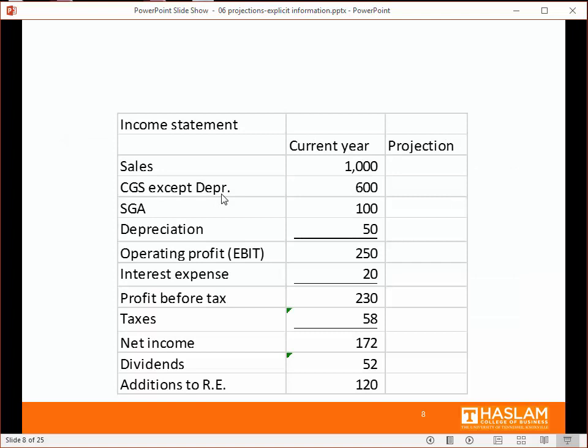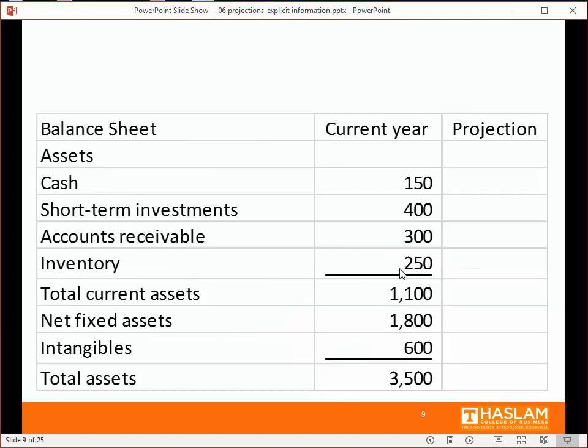So the next 3 slides are going to show information for our company, Vol Incorporated. We have some sales. We've got some cost of goods sold, selling, general, administrative expenses, all the way on down to dividends and additions to retained earnings for the current year. For the current year on the balance sheet, we've got some assets, short-term investments, accounts receivable. Notice out of all of these assets, basically everything is an operating asset except for short-term investments.